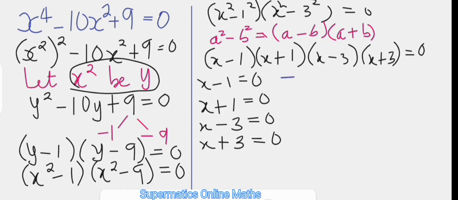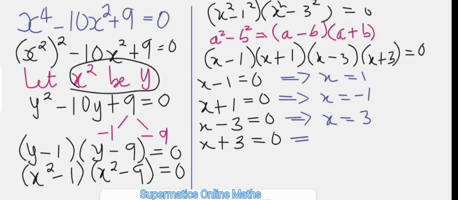When x - 1 is 0, it simply means that x is positive 1. With x + 1 being 0, x is negative 1. With x - 3 being 0, x is positive 3. And with x + 3 being 0, x is negative 3. This means that the solution to the equation is -3, -1, 1, and 3. That's the solution set to the quartic equation.